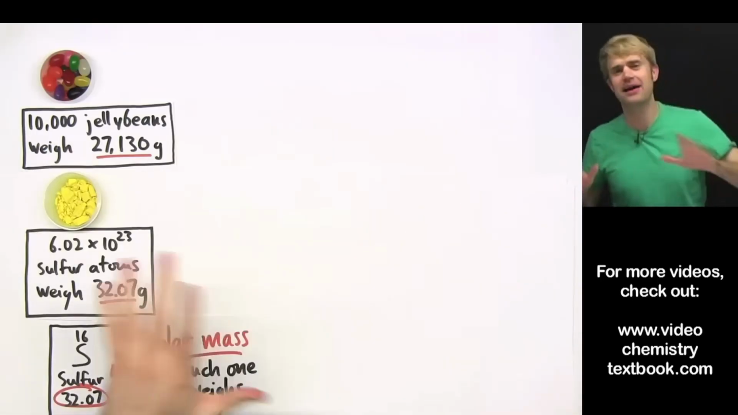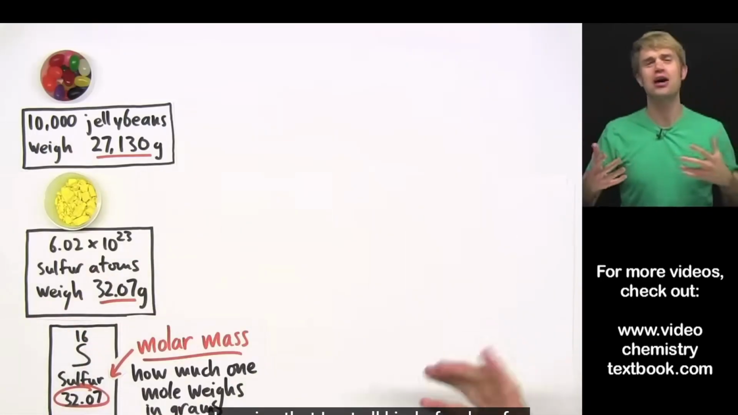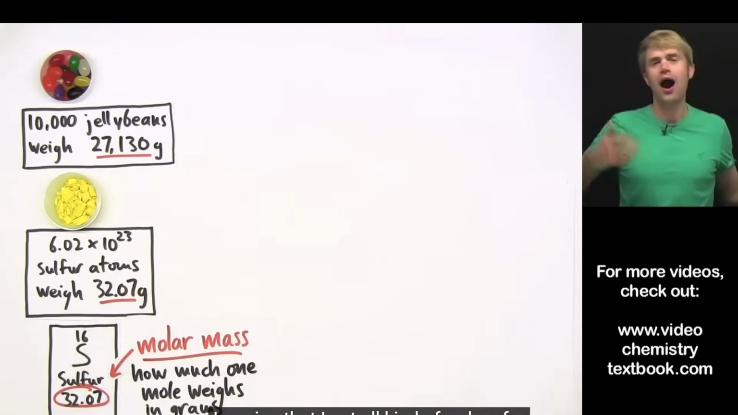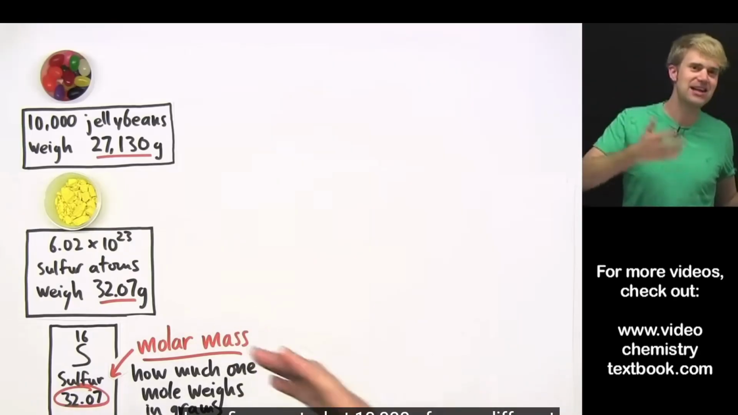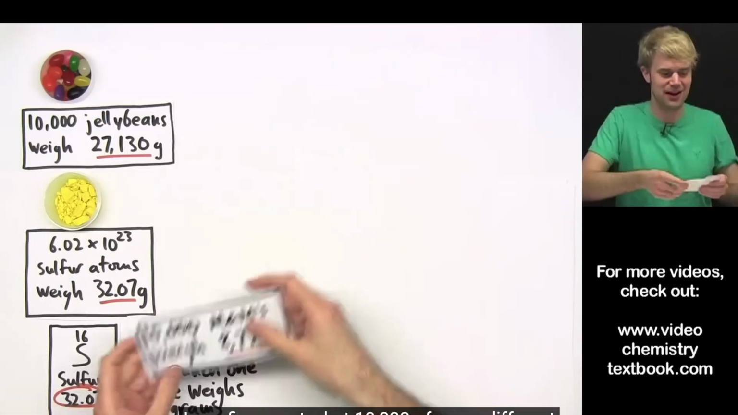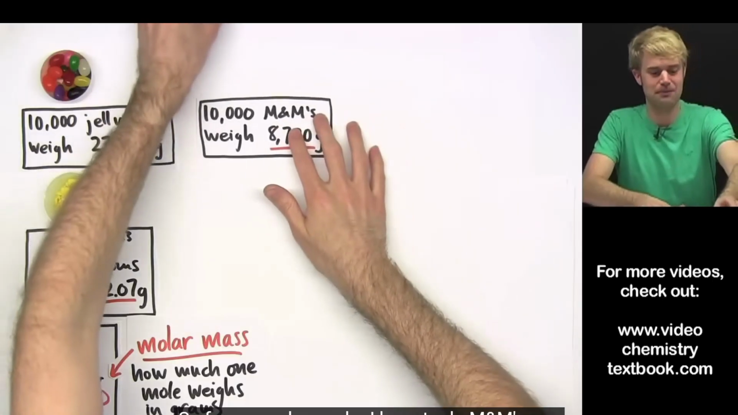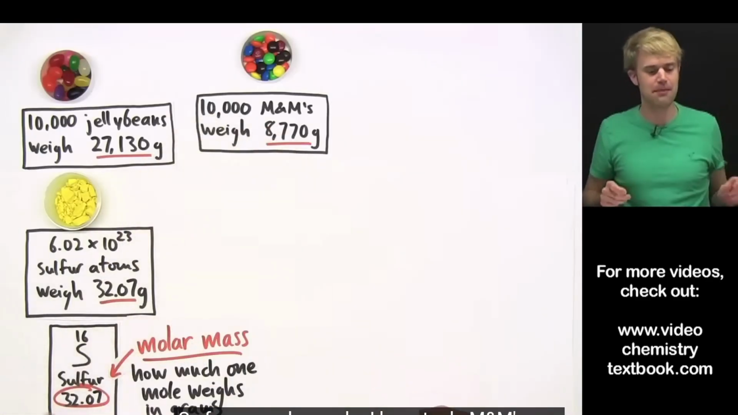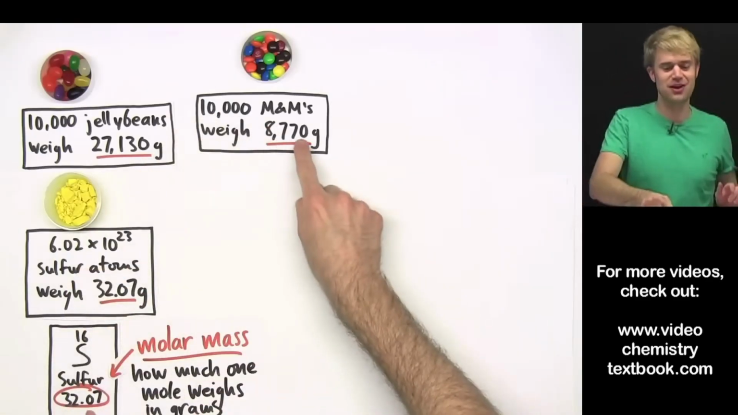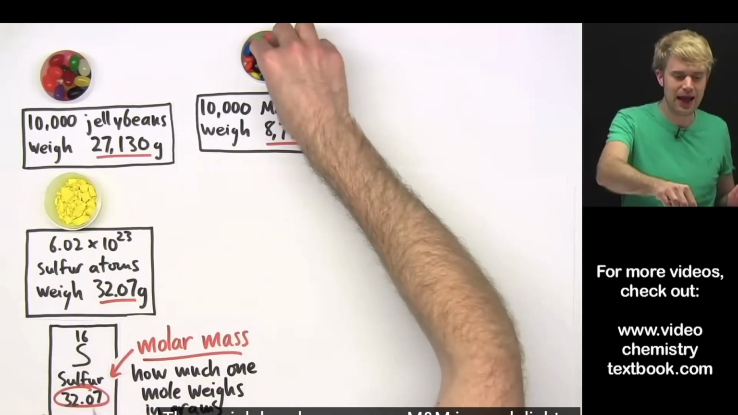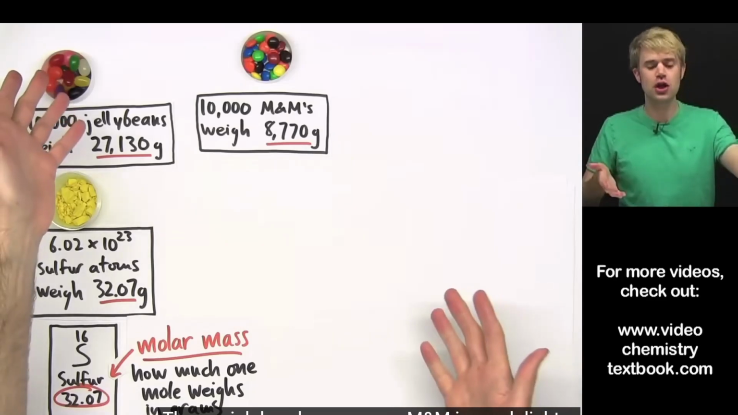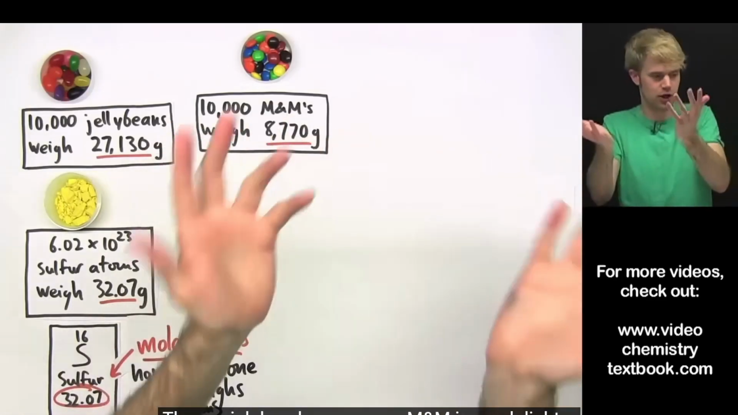Now, let's go back to the candy factory. Imagine that I get all kinds of orders for all sorts of different candies. I can figure out what 10,000 of many different types of candies weigh. So, for example, maybe I have to do M&Ms one day, and I can find out that 10,000 M&Ms weigh 8,770 grams. They weigh less because one M&M is much lighter than one jelly bean, so 10,000 of them are going to weigh less.